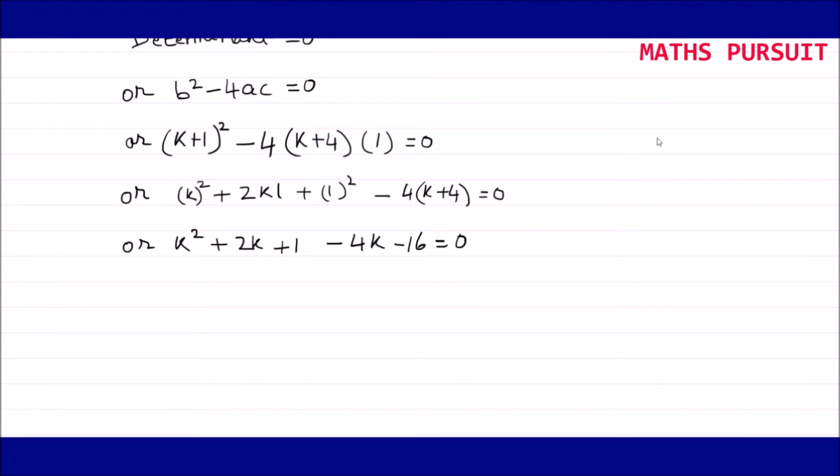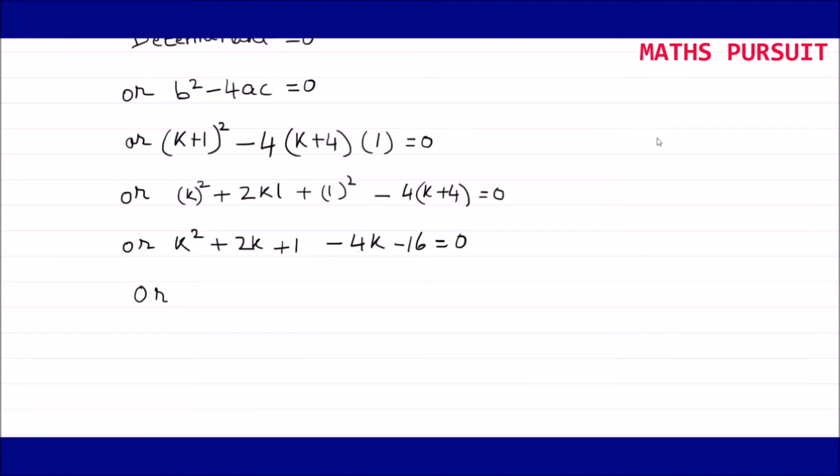Guys, what I did here, I just tried to solve this equation. This one is (k + 1)². (k + 1)² is nothing but (a + b)². So (a + b)² means a² + 2ab + b², so 2 into k into 1 is 2ab, plus b², 1 square, 1. Then minus 4k minus 16 is equal to 0.